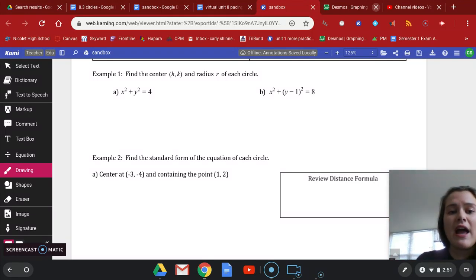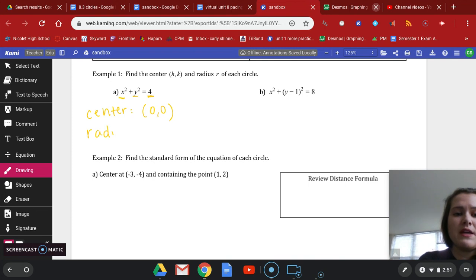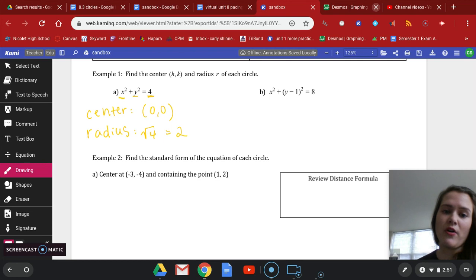So in letter A, what would be the center here? Well, I'm not adding or subtracting anything, so my center would just be 0, 0. And then what would the radius be? The radius would be the square root of 4, which is 2. All right. Let's try another one.